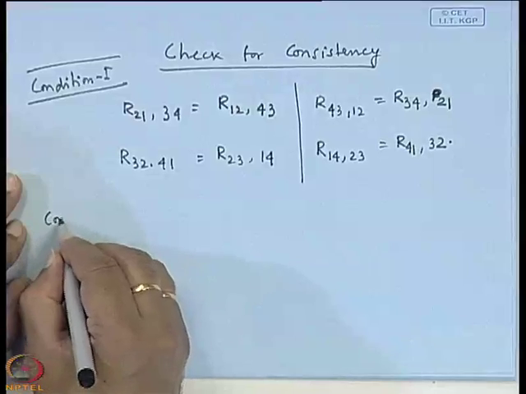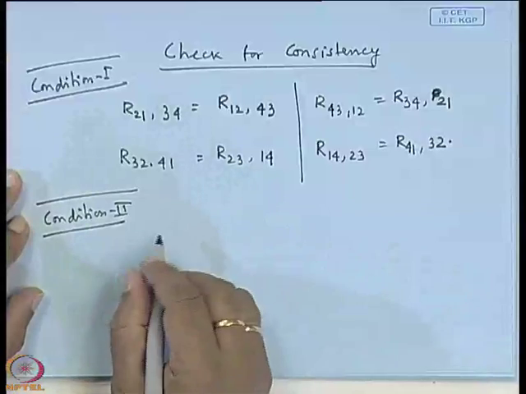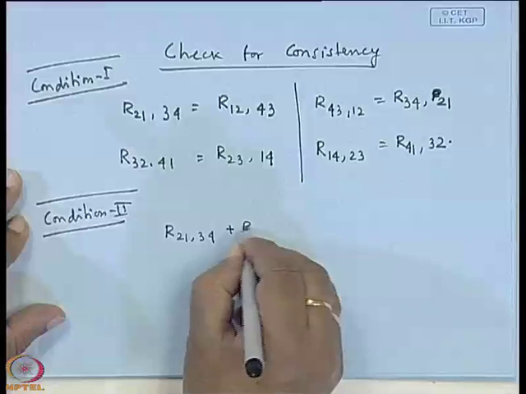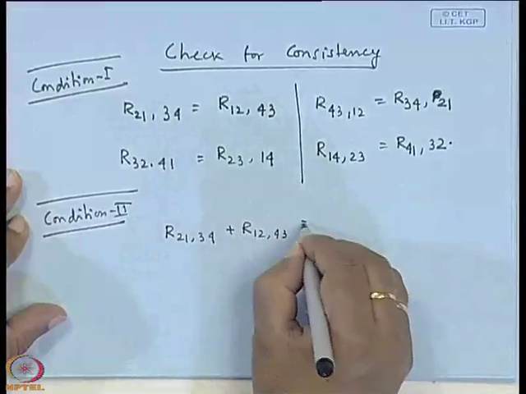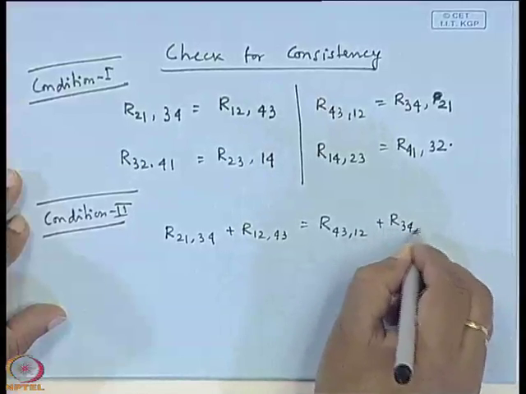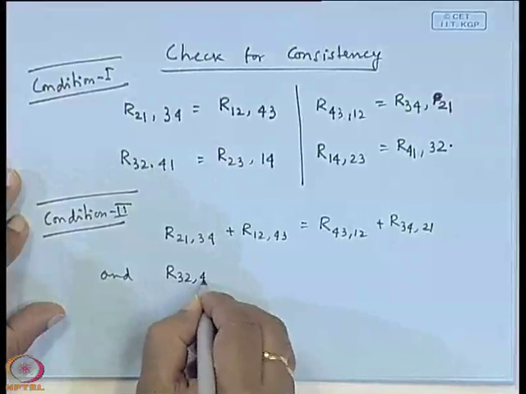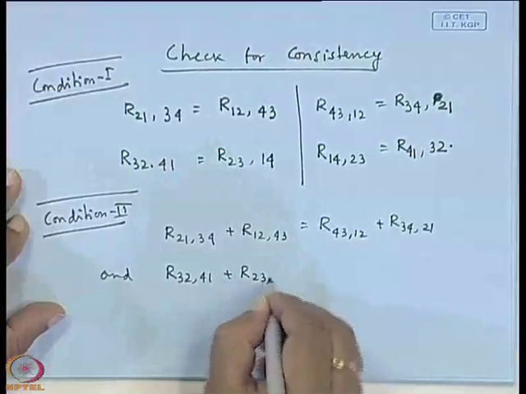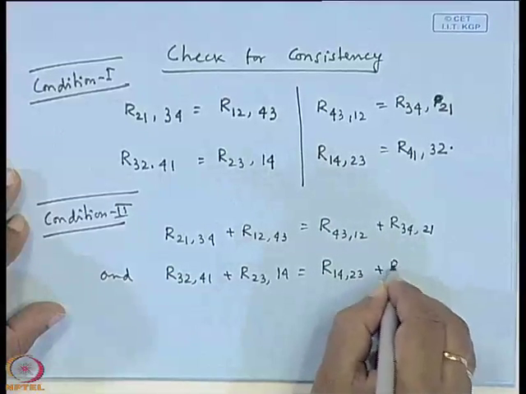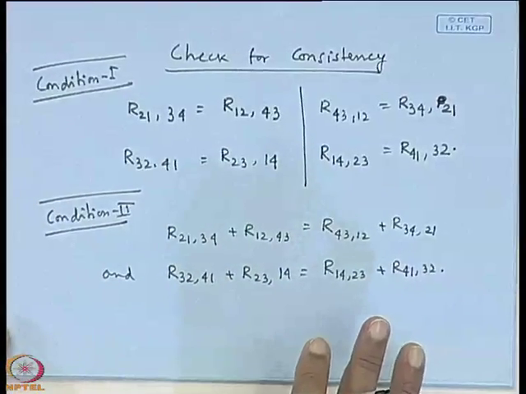And condition 2. R2134 plus R1243 must be equal to R4312 plus R3421, and R3241 plus R2314 must be equal to R1423 plus R4132. These two conditions must be satisfied.